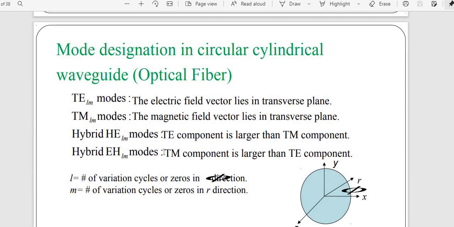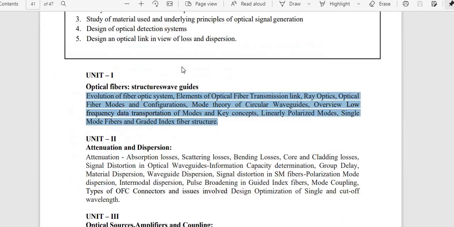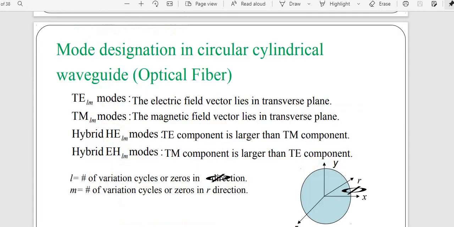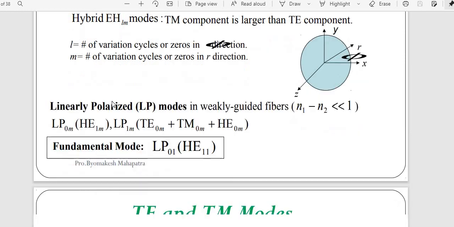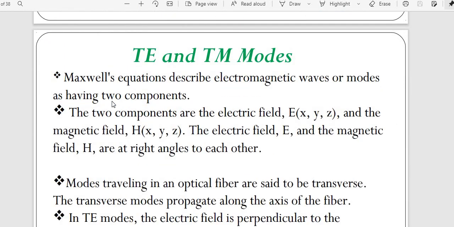Similarly, mode designation. How do we designate the mode? There are 4 modes in circular cylindrical waveguides, because we do have this also, right? Circular cylindrical waveguides, the cylindrical optical fiber configuration. All these concepts apply to cylindrical waveguides also. Here you can see, right? These are the circular cylindrical waveguides. So we have seen the modes of it, linearly polarized, and how we get the mode for that, TE and TM modes, because we are considering the T mode, right?